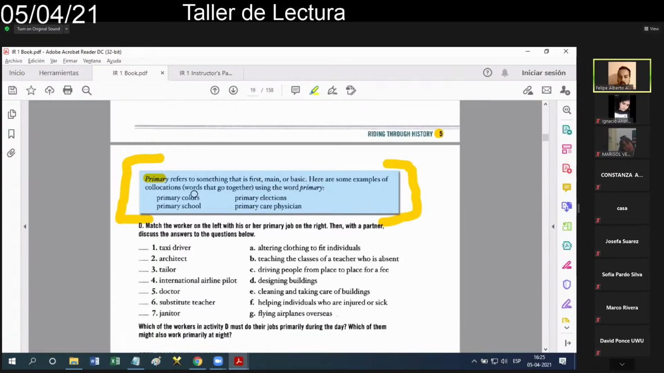Here are some examples of collocations. What is a collocation? Words that go together in some specific contexts. And you, as future prospective teachers of English, have to be able to master some concepts like collocations. You will hear this word all the time from your teachers of English. Hey, that's a collocation.